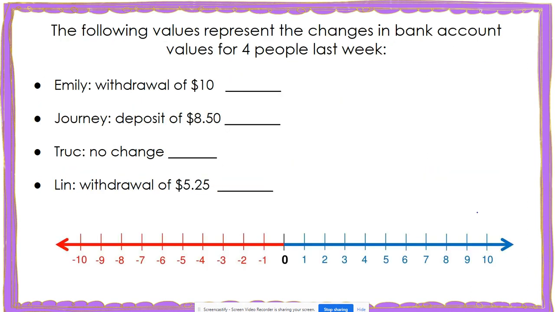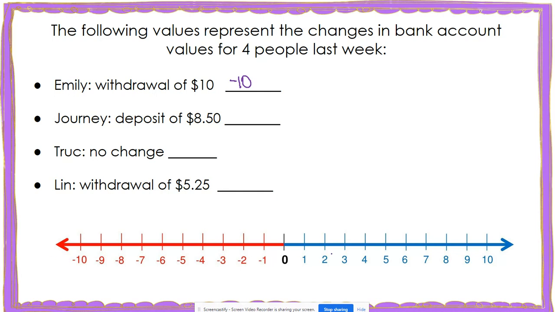These values represent the changes in bank accounts for 4 people last week. I see that Emily withdrew $10, and I know that a withdrawal means that I am removing money from a bank account. So this means that Emily's bank account had a negative change of $10.